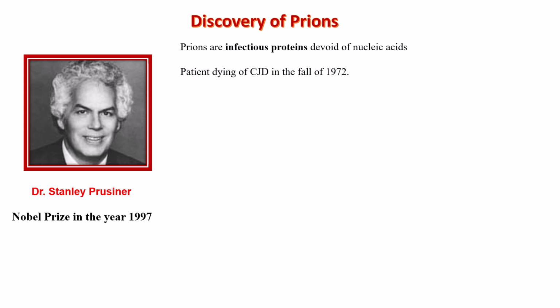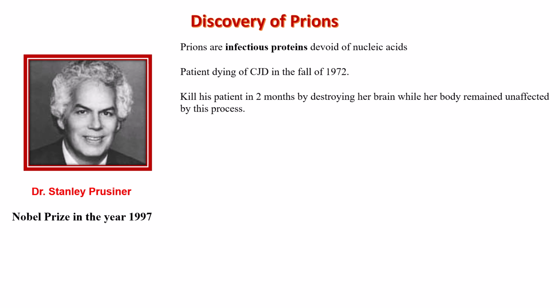Prusiner's interest in the subject began with a patient dying of CJD in the fall of 1972. At that time, he was beginning a residency in neurology and was most impressed by a disease process that could kill his patient in 2 months by destroying her brain while her body remained unaffected by this process. He was told that she was infected with a slow virus.